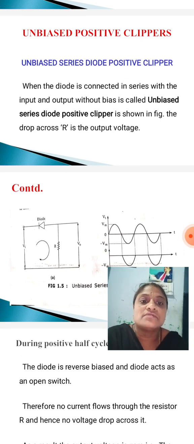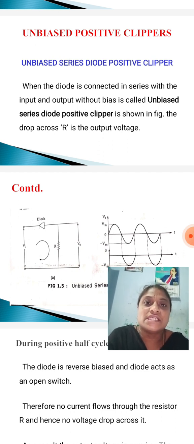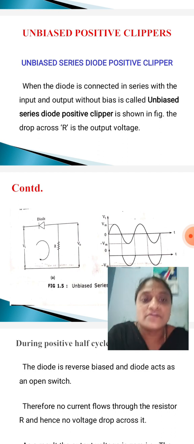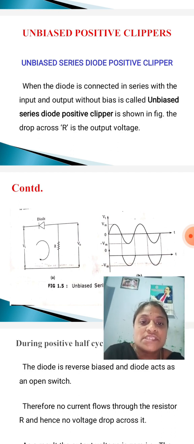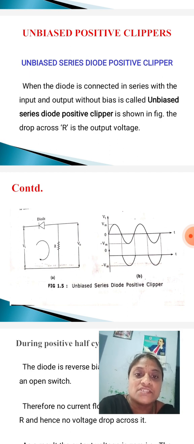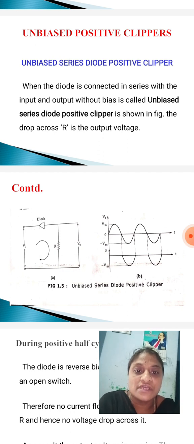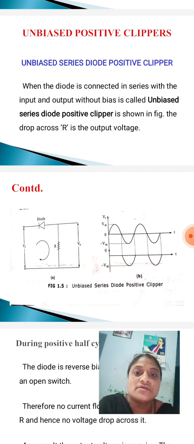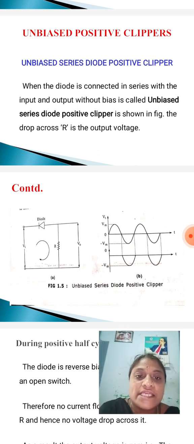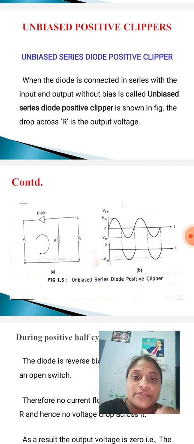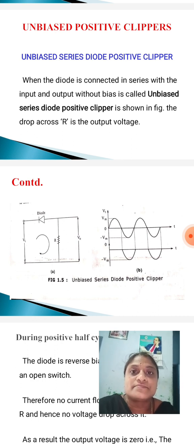The unbiased positive clippers are divided into two categories: unbiased series diode positive clipper and unbiased shunt diode positive clipper. First of all, we discuss the unbiased series diode positive clipper. This is the circuit diagram and the input and output waveforms of the unbiased series diode positive clipper. Observe this figure. Here the diode is connected in series with the input and output.